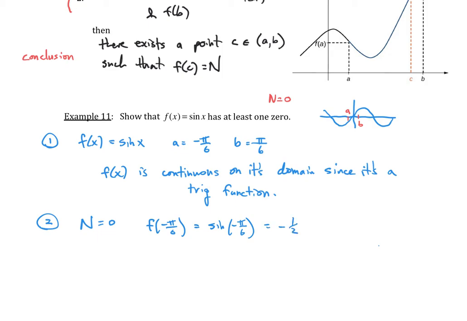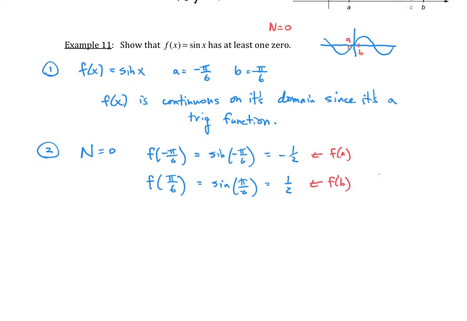I'm going to evaluate my f of B now. So my f of B is going to be f of pi over 6. That's equal to sine of pi over 6, which we know is 1/2. So just to make it perfectly clear, this is my f of A in the theorem, and this is my f of B in the theorem. And in case it's not totally obvious, N equal to 0 is between negative 1/2 and 1/2.